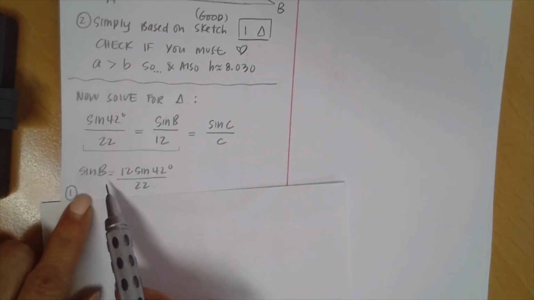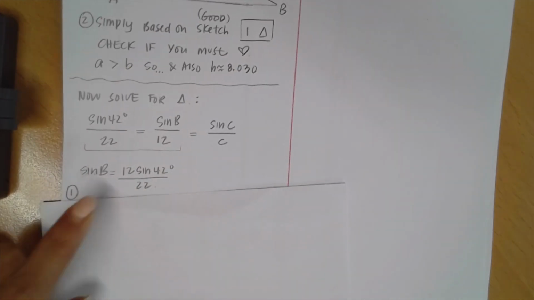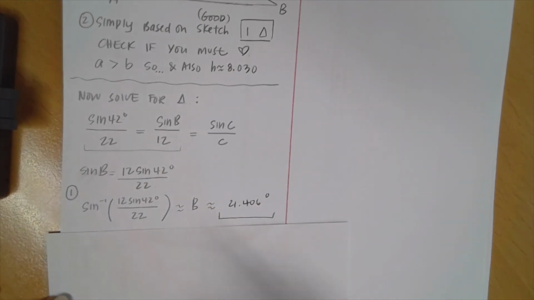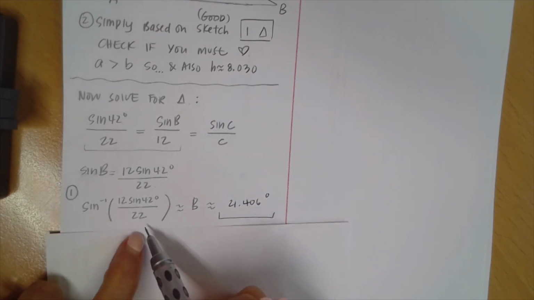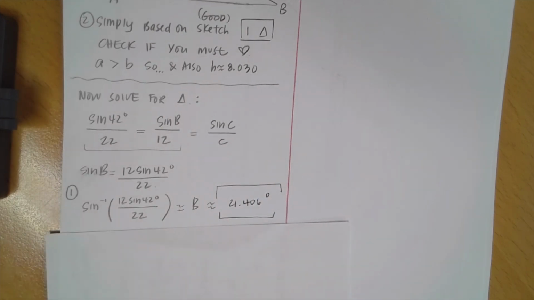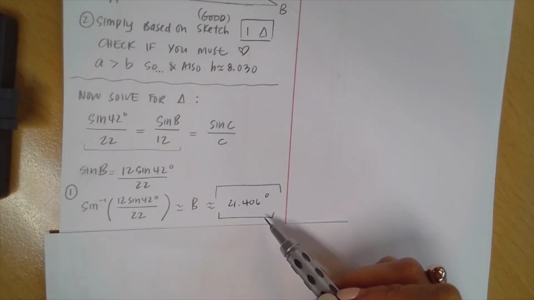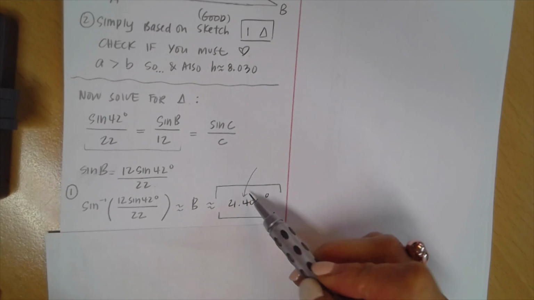So sine of angle B is equal to 12 sine 42 divided by 22, because we cross multiply. So I know that I need the inverse, so I did inverse sine of 12 sine 42 over 22. I entered it into the calculator just like this, which gives you B equals 21.406. For this purpose only, I made the angles to thousandths, so we're just rounding to the thousandths. But I know that in class, I said round angles to the nearest tenths, okay?